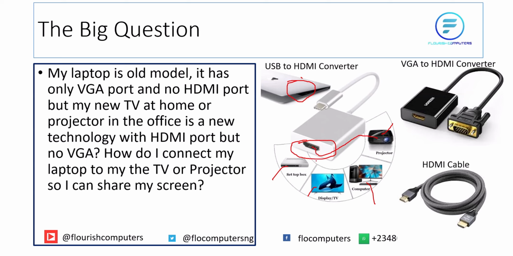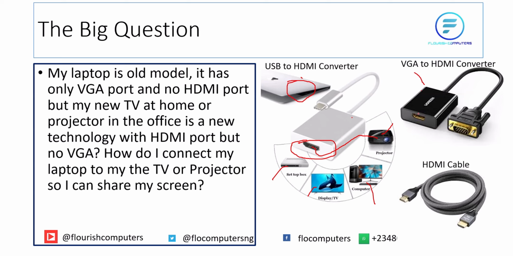We have some converters that have more than one HDMI port. It could be four, one USB to four HDMI, so you are able to connect the four of them at the same time, or you connect them one after the other. The same thing applies to the VGA to HDMI converter. So this is an HDMI cable, and this is a USB converter, this USB to HDMI converter, and this VGA to HDMI converter.